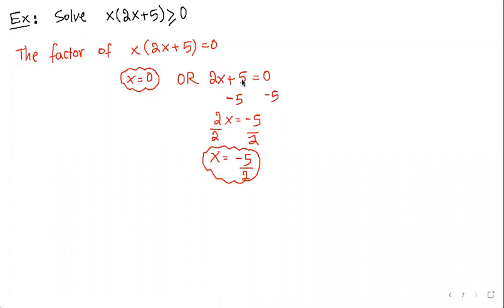Now to solve this one, we subtract 5 from both sides. I get 2x equals minus 5. I divide both sides by 2. I get x equals minus 5 over 2. And minus 5 over 2 is the same as x equals minus 2.5.